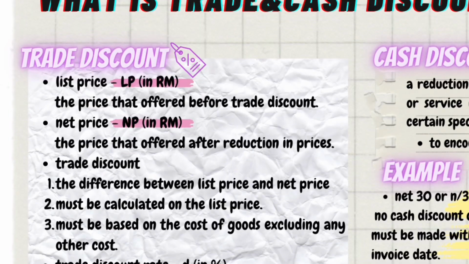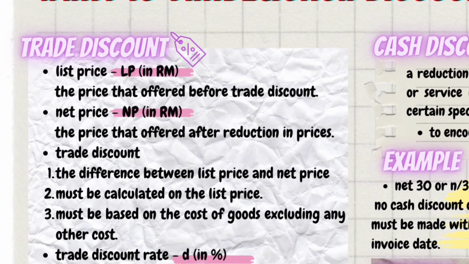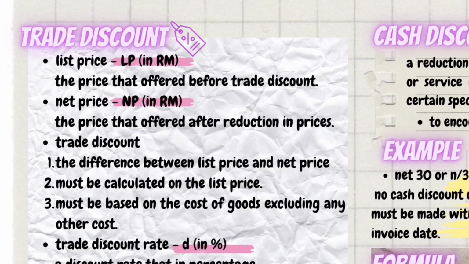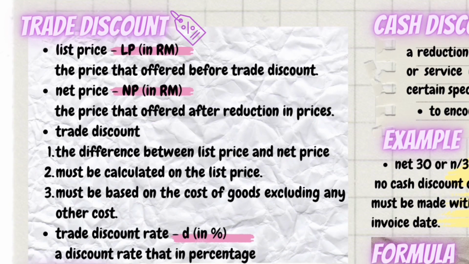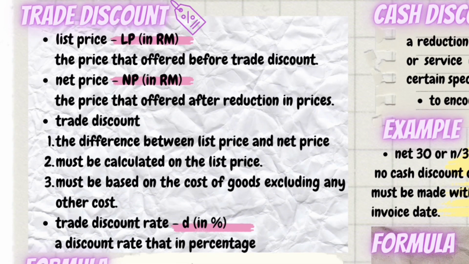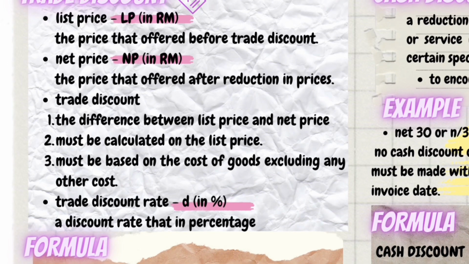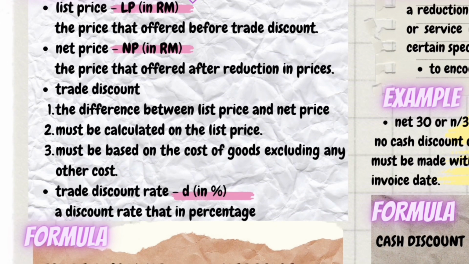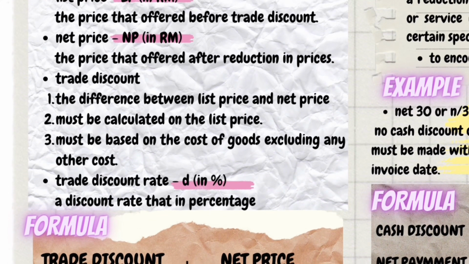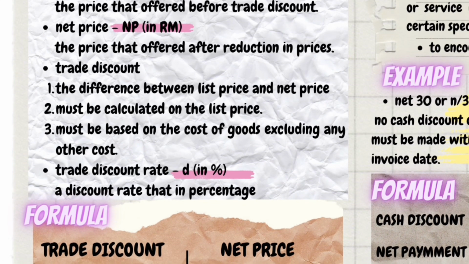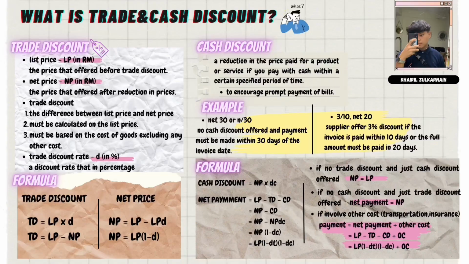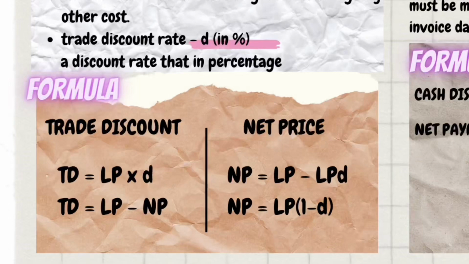For trade discount, first we have list price. List price is LP. It is the price offered before trade discounts. Net price, NP, is the price offered after the reduction in price. There are three contents in trade discounts. First, the difference between list price and net price. Second, it must be calculated on the list price. And third, it must be based on the cost of goods, excluding any other costs. So, the formula, as you can see here.